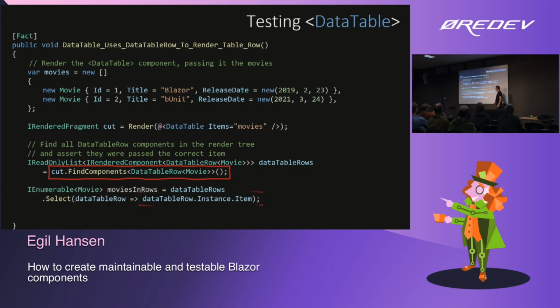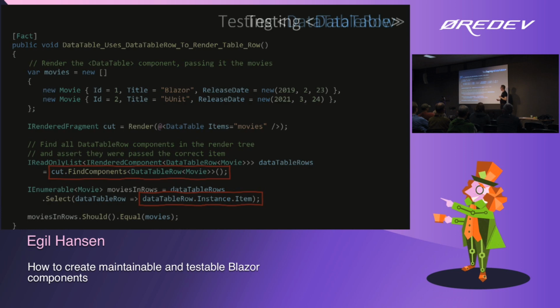And then we can go and extract all the movies that were passed, all the individual movie items that were passed to the data table row component, by going into each of the data table rows and going into the instance and looking at the items property. Now we have a collection of movies that were actually passed to the data table row components in our component tree. And now it's a simple matter of asserting that the items, the movies in the rows, are actually equal to the original movies. So now we've verified that the composition of the data table and the data table rows are right, without actually tying those tests too hard together.